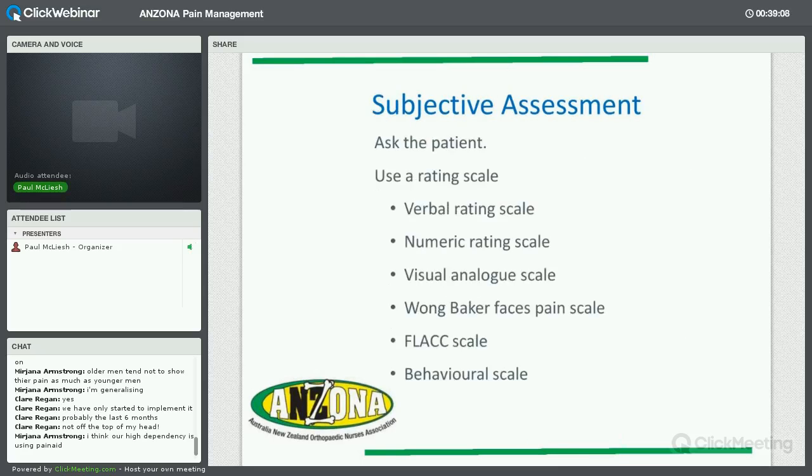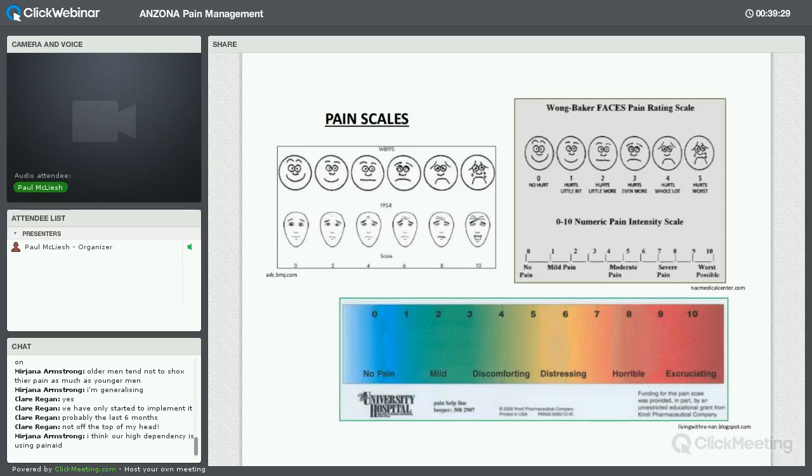Then there's a subjective assessment, and this is where we often will be asking the patient using a rating scale. There's a whole range of different scales. There's the FLACC scale, the Wong-Baker Faces scale, visual, numeric and verbal rating scales as well. So I'll show you a few of those, and more than likely you've used some or all of those at some stage anyway. So the Wong-Baker Faces scale, you can see that one up here on the right, very similar to this one here. It's just a different version, often used for kids or someone who can point out how they're feeling and give that a bit of a scale as well.